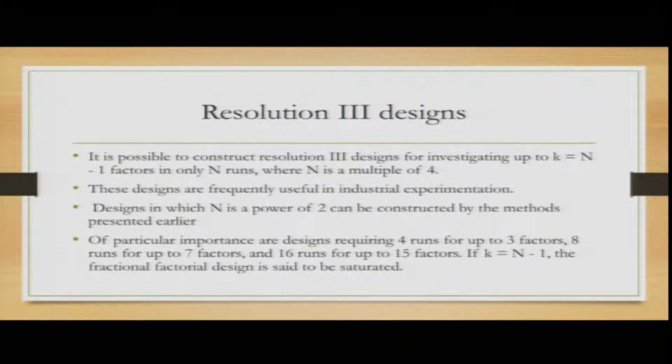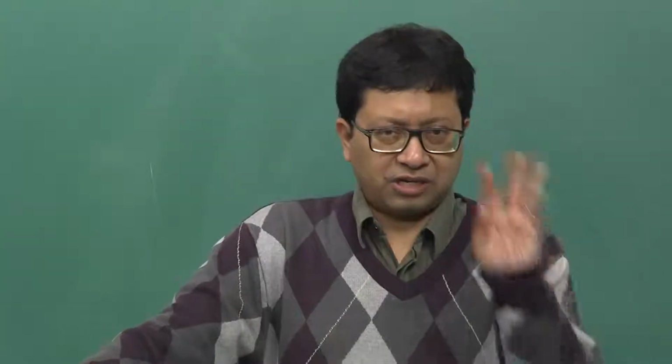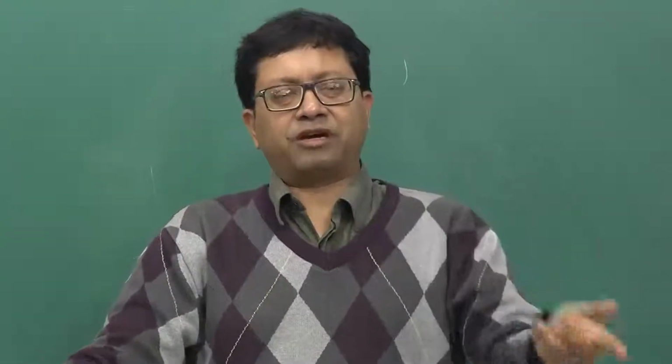So, design in which n is a power of 2. Obviously, we are taking the 2 factor models only. So, 2 to the power n or 2 to the power n minus 1 and so on can be constructed by the method presented earlier. So, what you have done is k minus p. k would basically be combinations of the number of factors. Initially, we had taken a, b, c, d, then we combine to find out E, F, G.